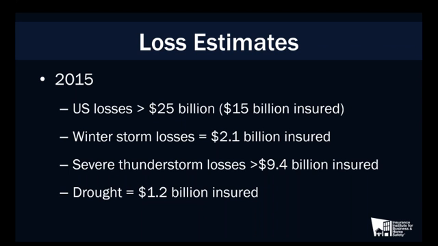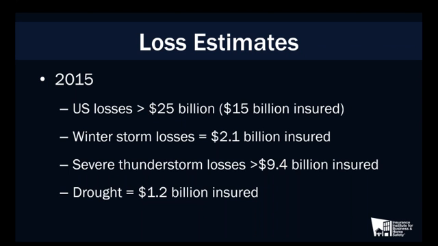So 2015, the overall losses in the U.S., this is overall insured losses, 25 billion overall, and 15 billion of those were insured. Specifically in 2015, the winter storms were kind of one of the leaders, an area that we don't typically have as a leader of losses in the U.S., but there were some pretty significant events in early 2015 that really caused those numbers to drive up.